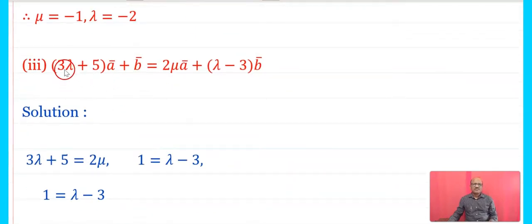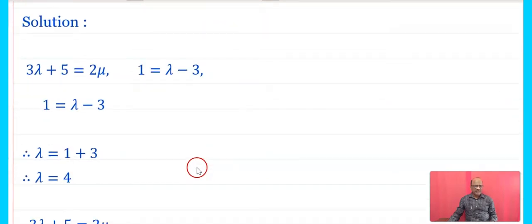Next is (3λ + 5)ā + b̄ = 2μā + (λ − 3)b̄. Now equate the coefficients of vector ā and b̄. Equating the coefficient of ā, we get 3λ + 5 = 2μ, and equating the coefficient of b̄, we get 1 = λ − 3. Evaluating it, we get λ = 1 + 3.